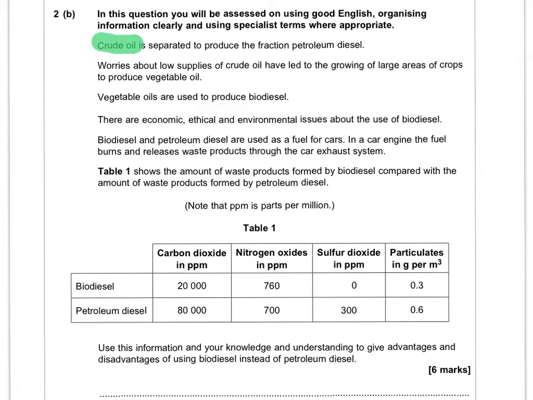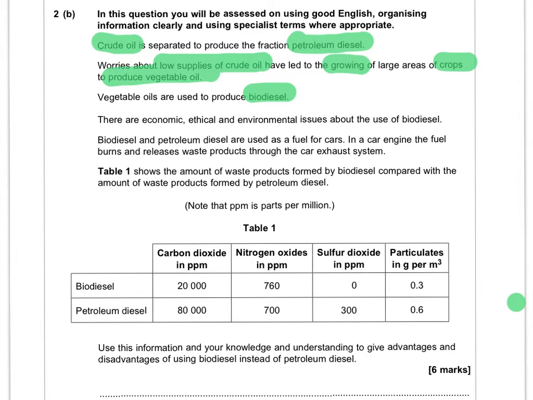Crude oil is separated to produce the fraction petroleum diesel. Worries about low supplies of crude oil have led to the growing of large areas of crops to produce vegetable oil. Okay, so we grow crops and they produce vegetable oil. Vegetable oils are also used to produce biodiesel. Okay, so we've got crude oil, petroleum diesel, vegetable oils, biodiesel. There are economic, ethical, and environmental issues about the use of biodiesel.